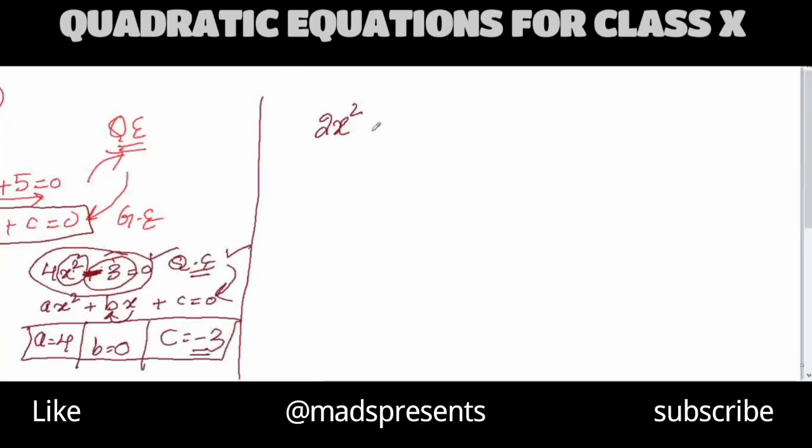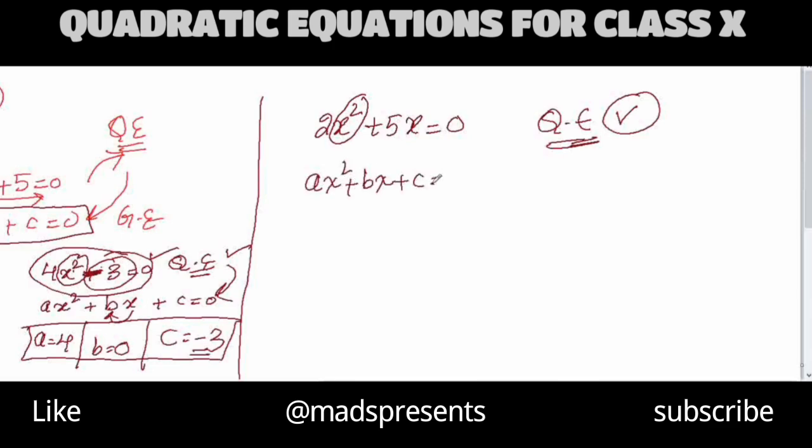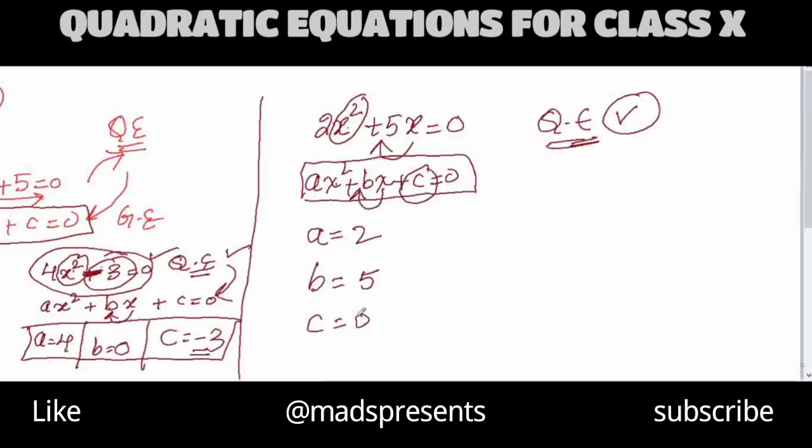Okay. Now take 2x square plus 5x is equal to 0. Sir, is it a quadratic equation? Yes, it is, because the highest power is 2. Now compare with your standard form, x square plus bx plus c equal to 0. The x square coefficient a is 2, so a is equal to 2. The x coefficient b is 5, so b equal to 5, and you observe there is no constant value c.